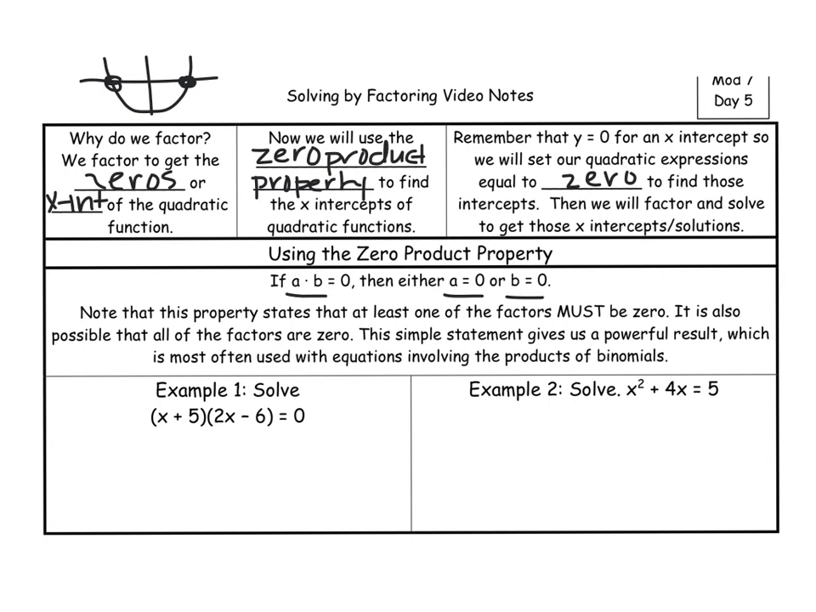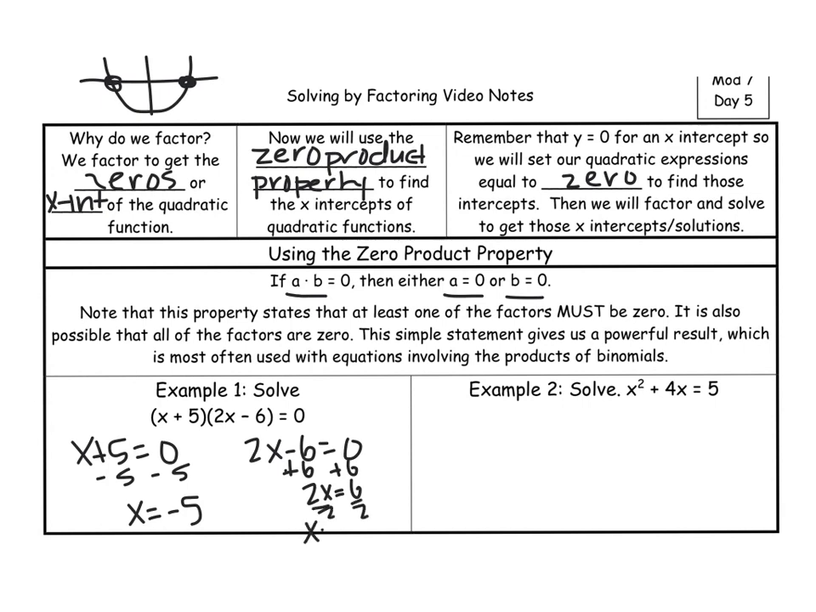So, for example, this problem is already factored for us, but we have that x plus 5 times 2x minus 6 equals 0. So we know one of them or both of them have to be equal to 0. So what you do is you just set each one equal to 0 and solve for x to get the possible zeros. So we would subtract 5 on this one to get x equals negative 5. Here we would add 6 and then divide by 2 to get x equals 3. So the x-intercepts are at negative 5 and 3.